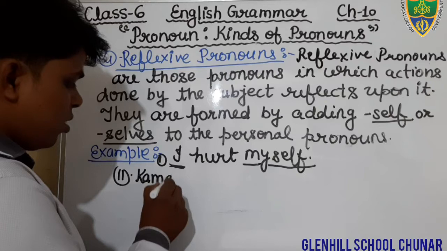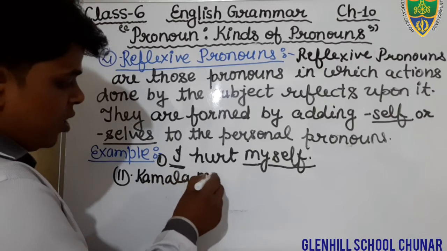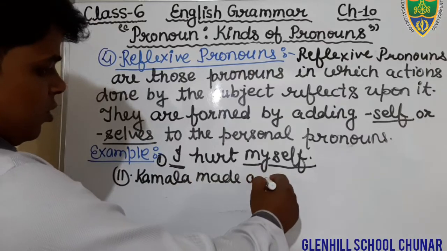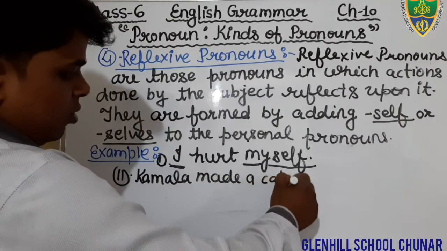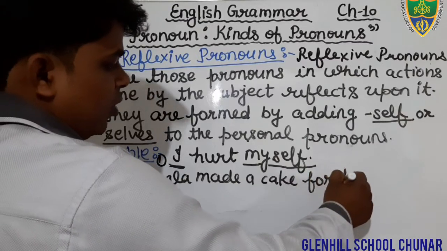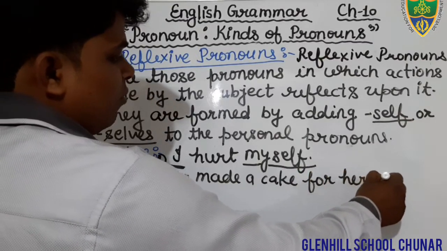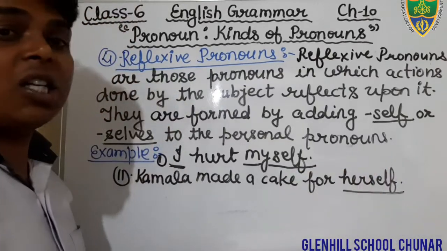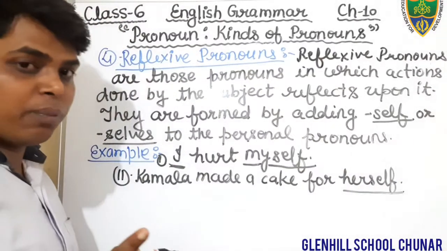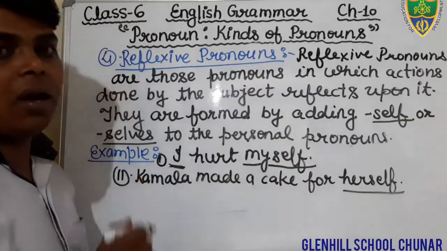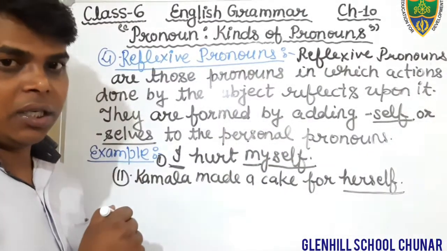Kamala made a cake for herself. For herself. Students, in this sentence, the word herself is a reflexive pronoun because here the action is done by Kamala, by the subject.